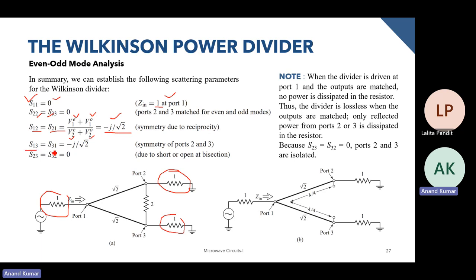Similarly, S13 and S31 for port 3. And S23 and S32 will be equal to 0, because this becomes a short or open circuit at the bisection. So nothing flows from here, or nothing flows from here, so S23 and S32 will become equal to 0.